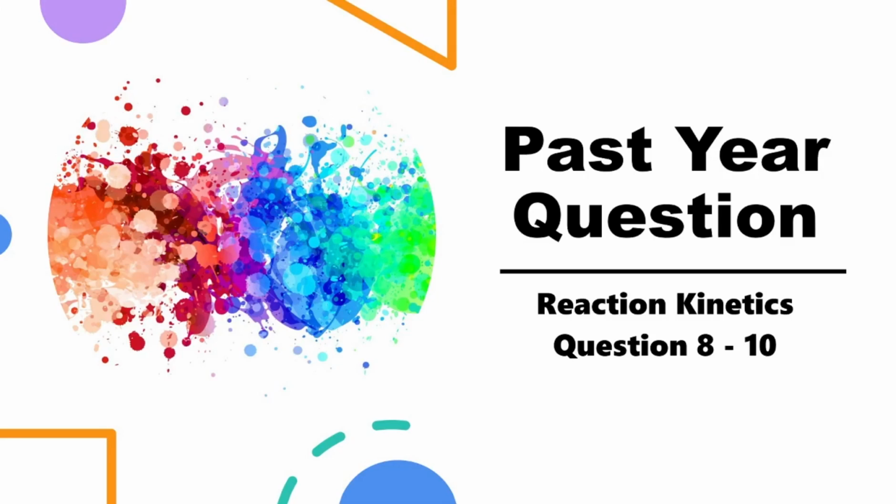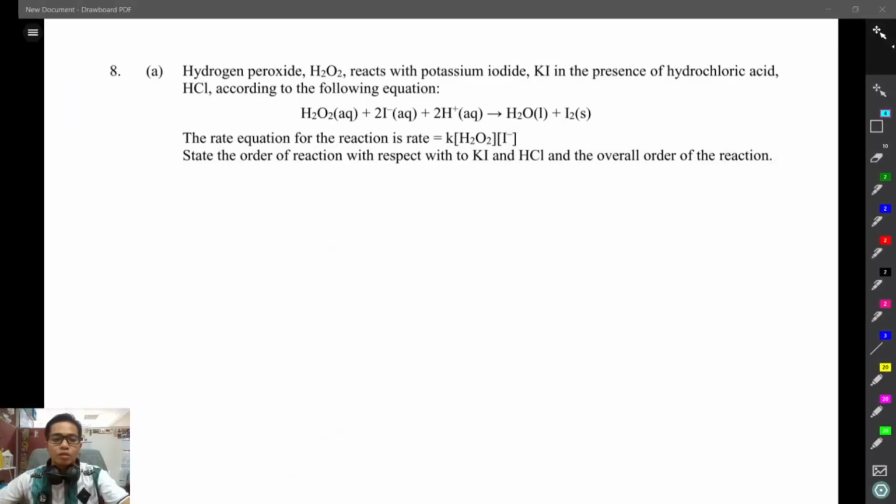And today we are going to discuss a few more past year questions for chapter reaction kinetics. So we start with question number 8. Right. So on the screen at question number 8, hydrogen peroxide H2O2 reacts with potassium iodide in the presence of hydrochloric acid. The chemical equation are given below.